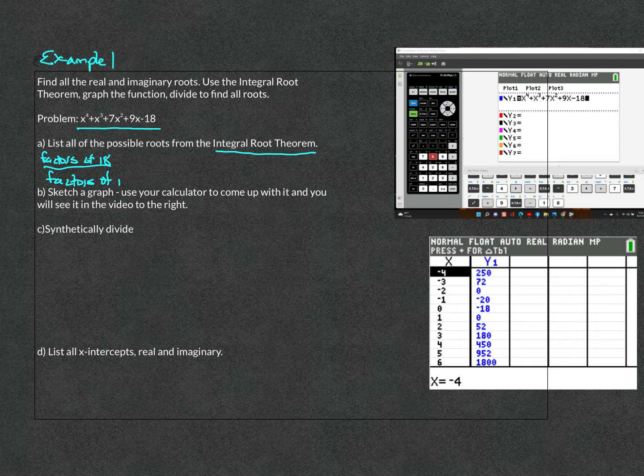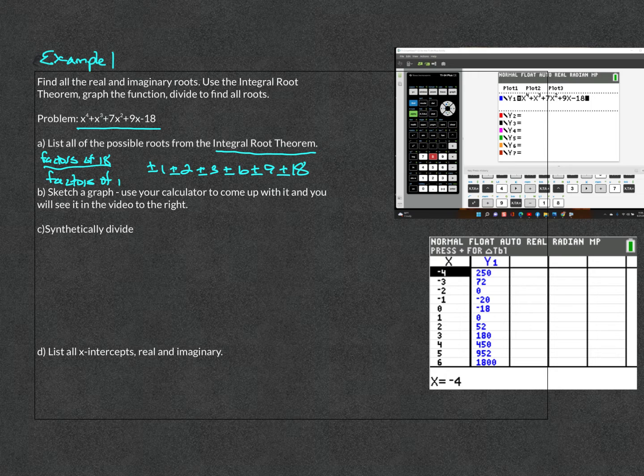Okay, so that is, in this case, plus or minus 1, plus or minus 2. You could pause the video and try to see if you can figure it out first, then compare with my list. Plus or minus 3, plus or minus 6, plus or minus 9, and then plus or minus 18.